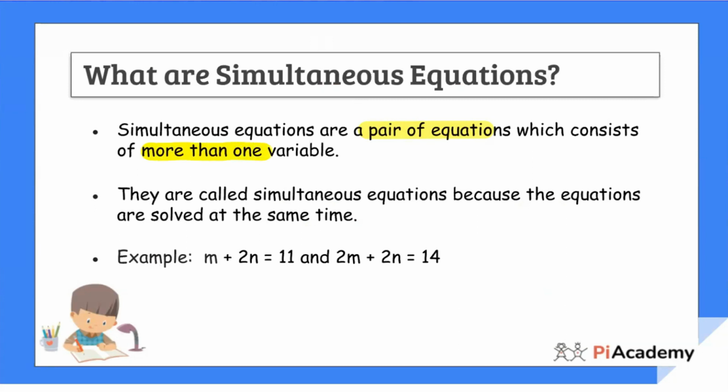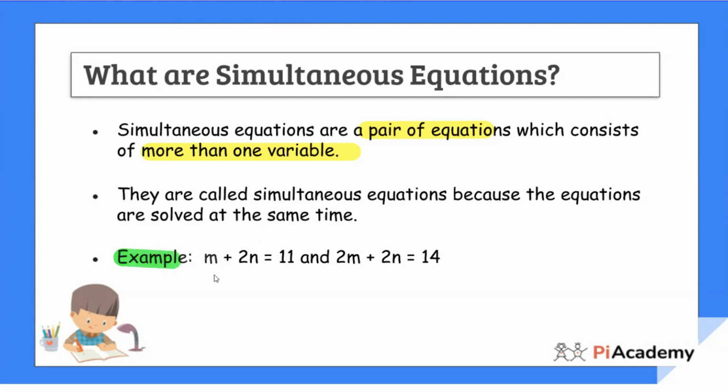okay? Do you know what variables are? Variables are the unknowns and those are represented by small alphabets, right? Let's say small x, y, z, like that, okay? So these are the variables, and why do we call it a simultaneous equation? Because it can be solved at the same time for both the variables, okay? So let's have one example of a simultaneous equation: m plus 2n equals 11 and 2m plus 2n equals 14.